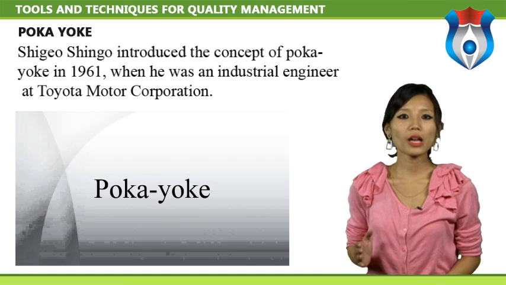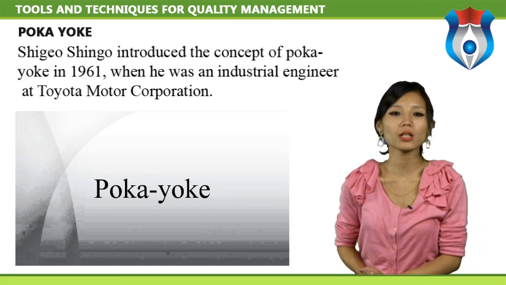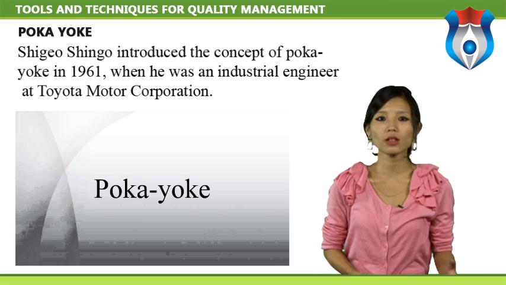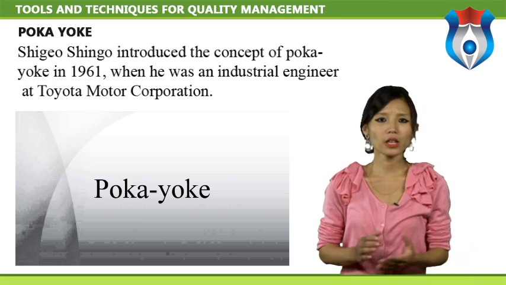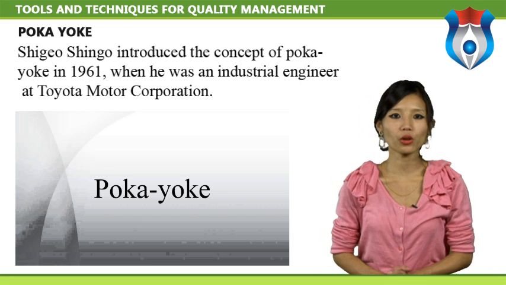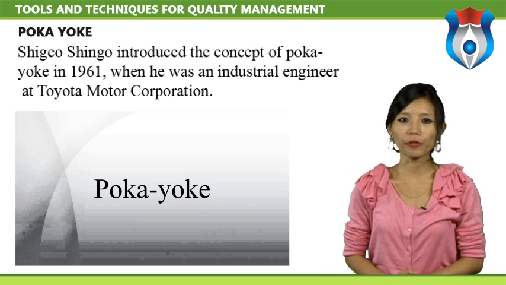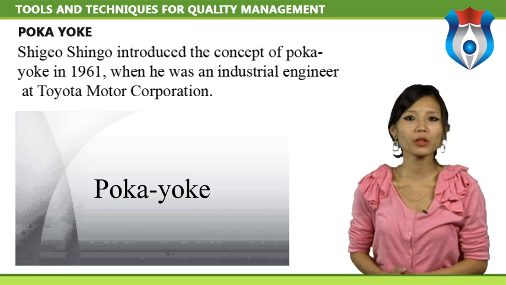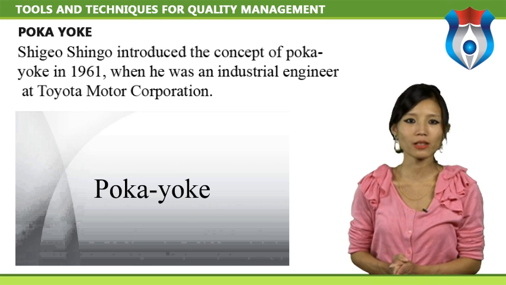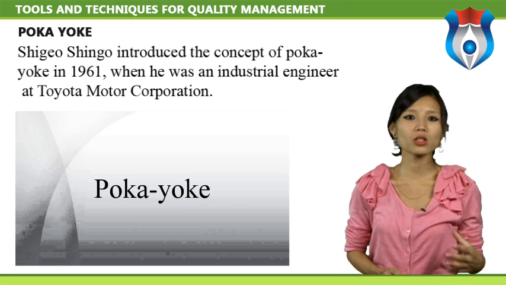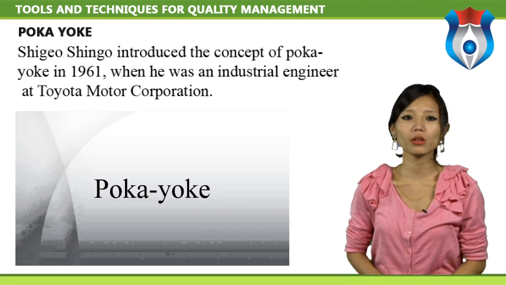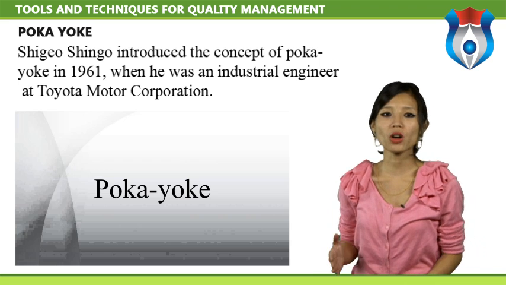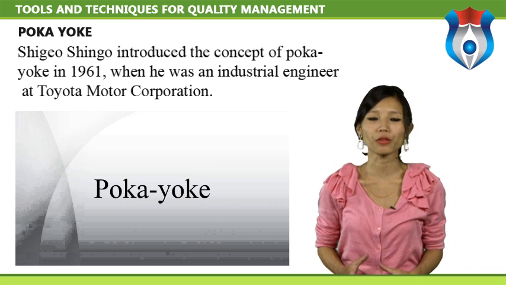Shigeo Shingo introduced the concept of poka yoke in 1961 when he was an industrial engineer at Toyota Motor Corporation. The initial term was baka yoke, which means fool-proof. In 1963, a worker at Arakawa Body Company refused to use the baka yoke mechanism in her work area because of the term's dishonorable and offensive connotation. Hence, the term was changed to poka yoke, which means mistake-proofing.